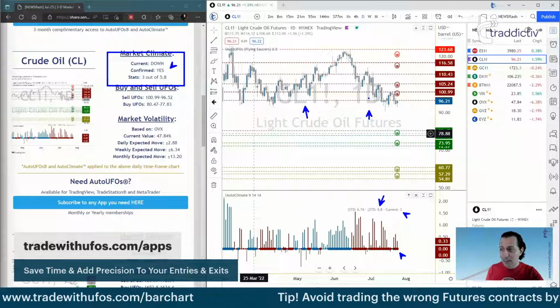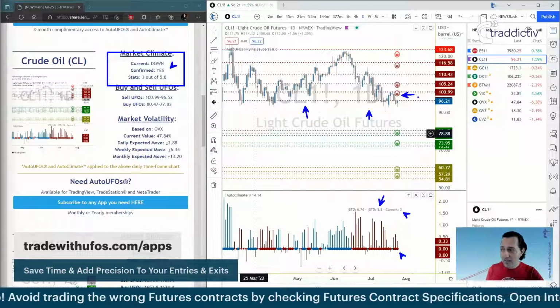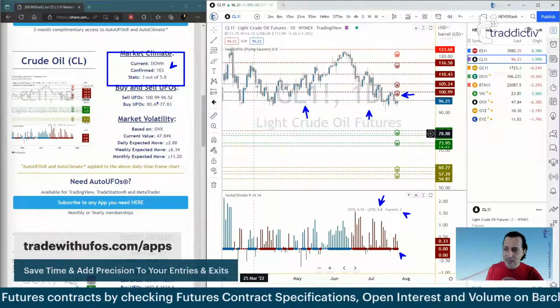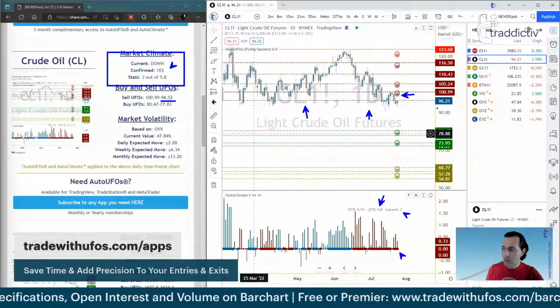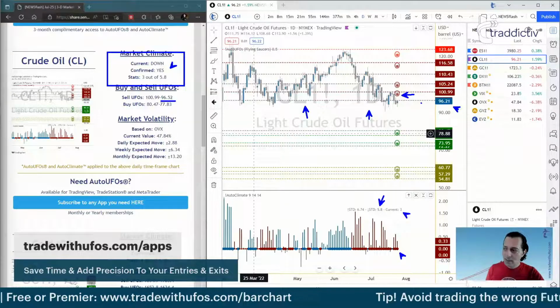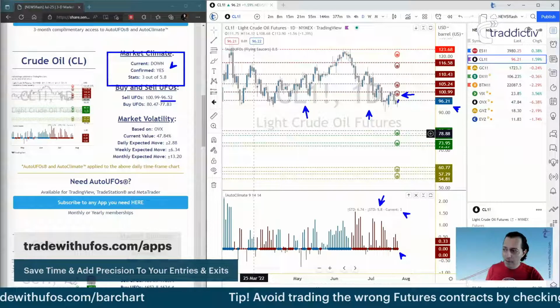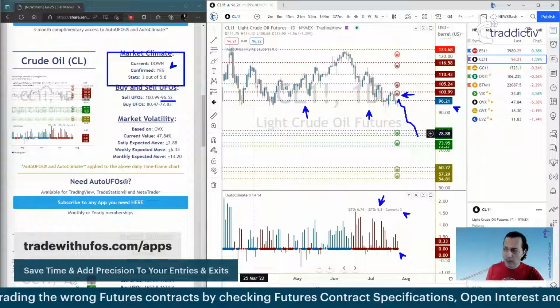But on top of that, with the S&P, there was no UFO close by, whereas with crude oil, we have a sell UFO located at 96.52, which is basically almost the current price. The current price is 96.21, so it's almost there. In other words, if crude oil tries to go up, those unfilled orders are going to hit crude oil very quickly, potentially bringing it down.